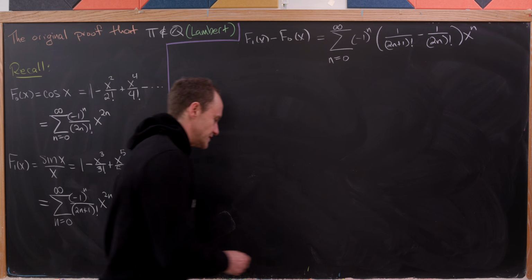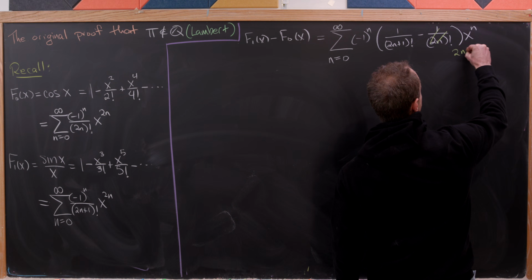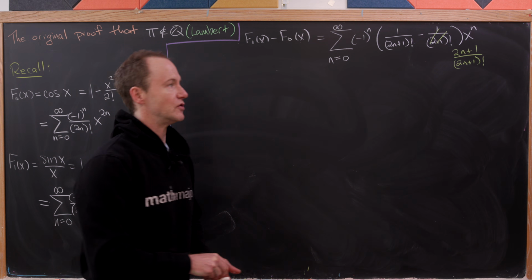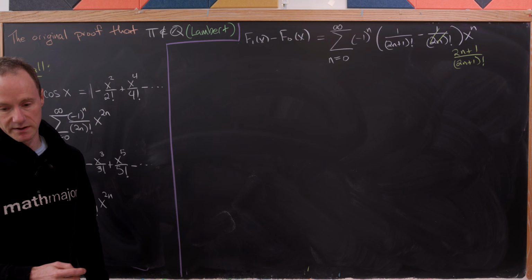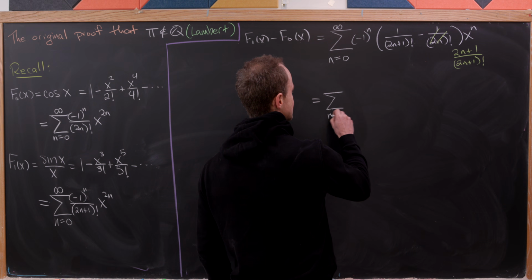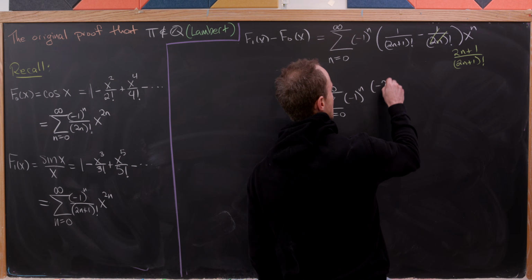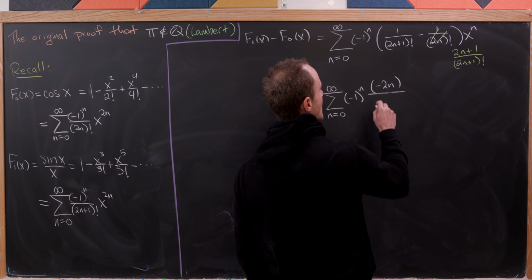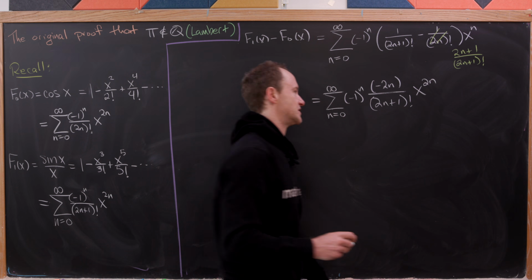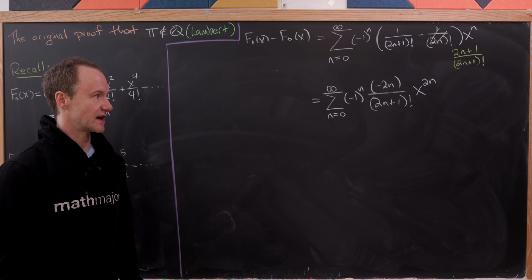Now what I can do is observe that this second term can be written as 2n plus 1 over 2n plus 1 factorial simply by multiplying the numerator and the denominator by 2n plus 1. That gives me the following expression: the sum as n goes from 0 up to infinity of minus 1 to the n, and now this looks like minus 2 times n over 2n plus 1 factorial times x to the 2n. That's just from taking the difference after putting those two fractions together.